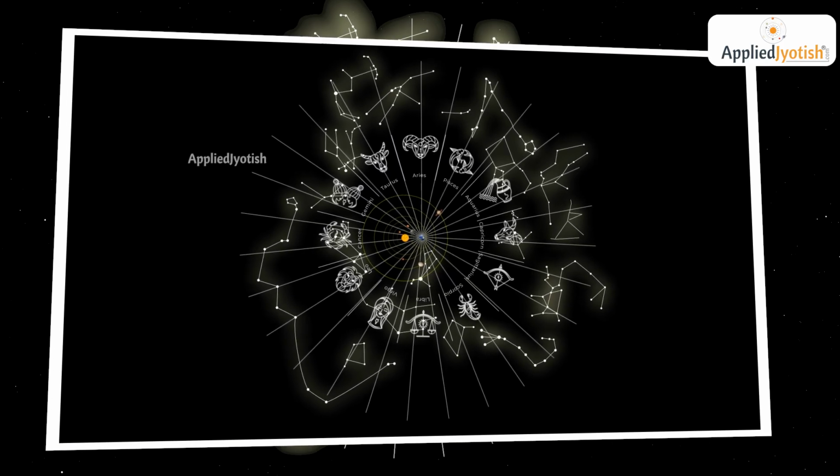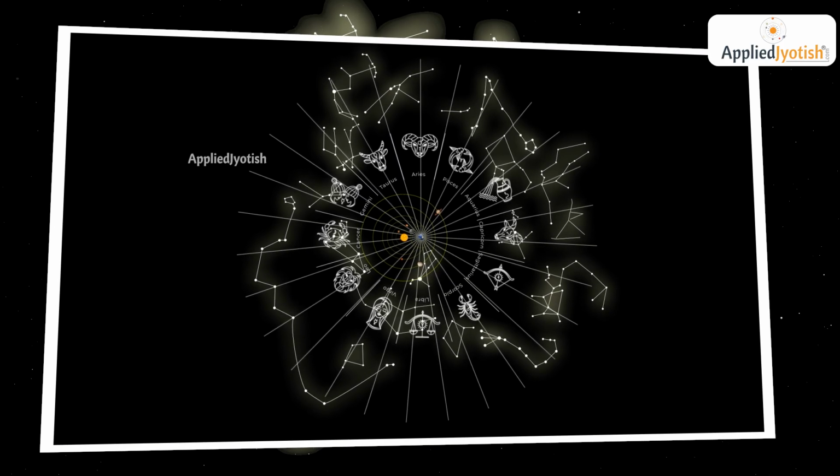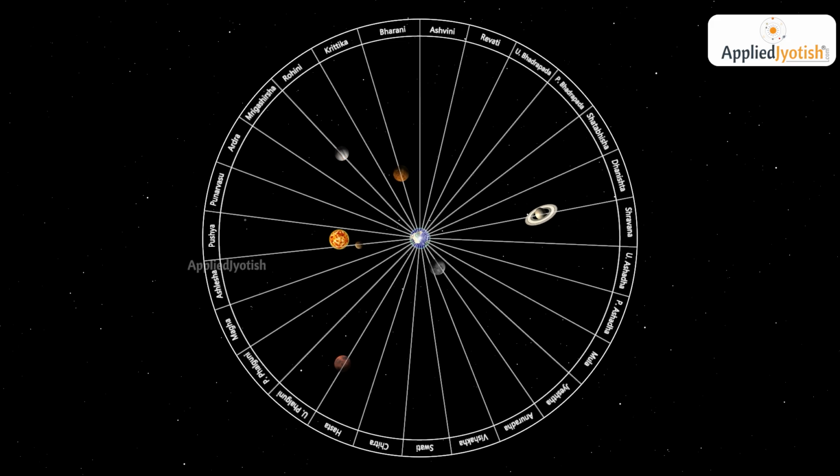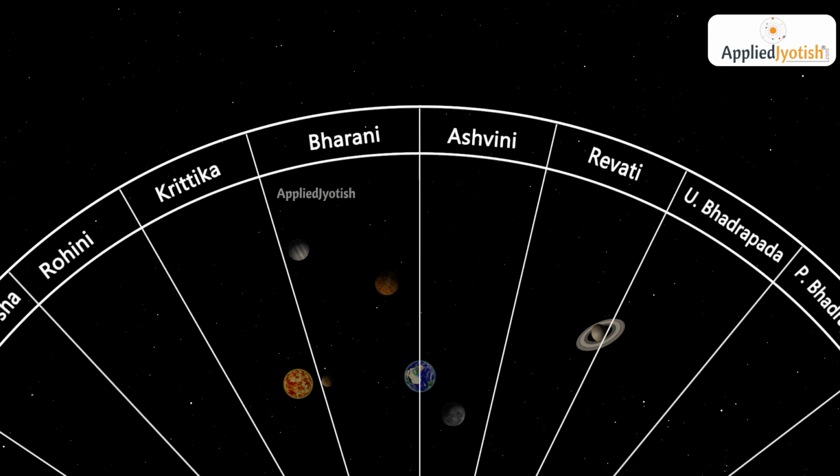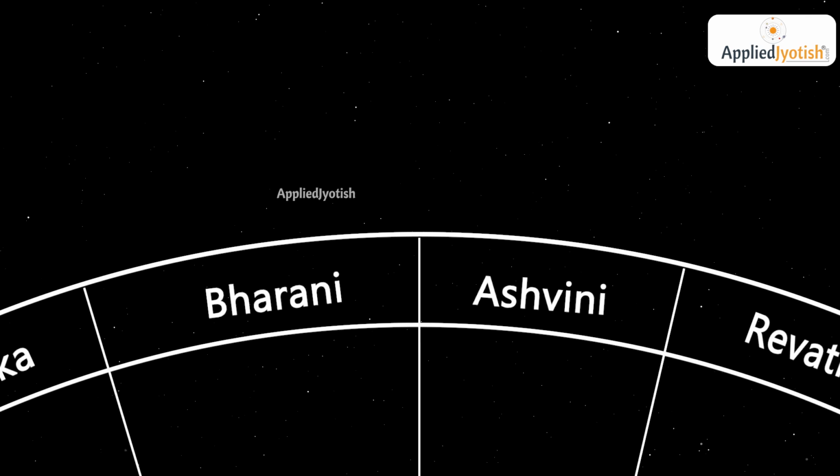Now we will learn about the application of nakshatras in astrology. In astrology, it is very important to know which planet is in which nakshatra, because the result of that planet depends on its nakshatra placement. Each nakshatra has a ruling planet.